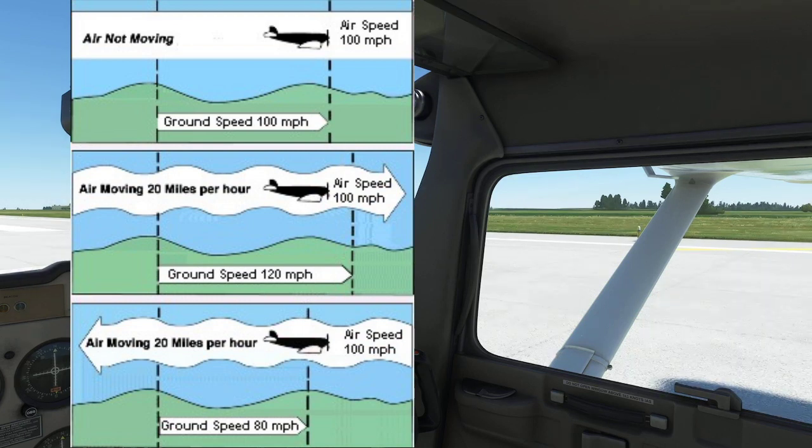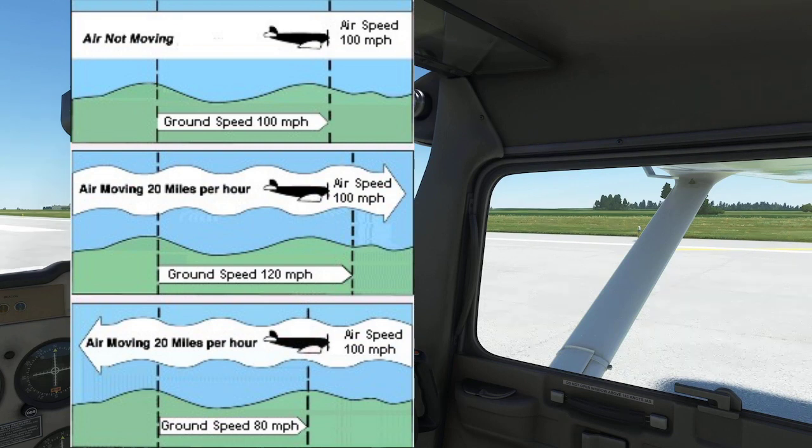But if you look at the middle portion of the graphic, if the wind is blowing directly behind us and pushing us along, and the wind is 20 miles an hour, then our airspeed indicator may be showing 100 knots, but we are actually moving across the ground at 120 knots, because you add 20 knots to the 100 to get your ground speed. So we're moving faster thanks to the wind.